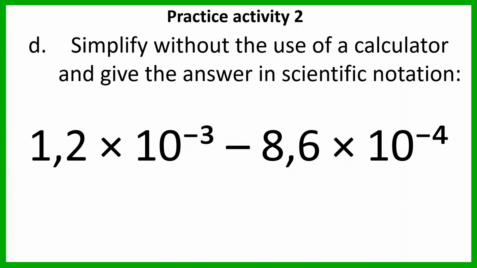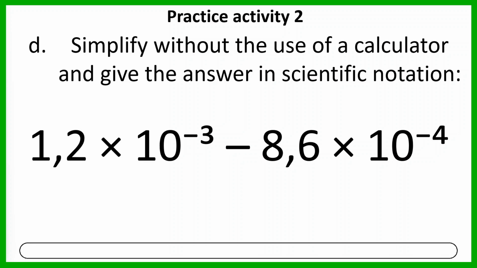In question D, we've got 1.2 times 10 to the power of negative 3 minus 8.6 times 10 to the power of negative 4. Okay, so I'm going to give you 1 minute for this question as well.